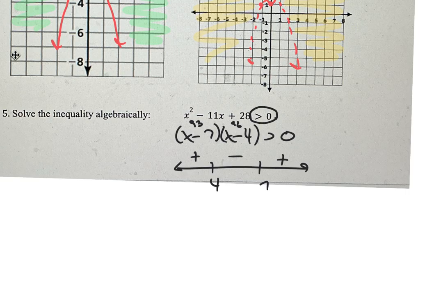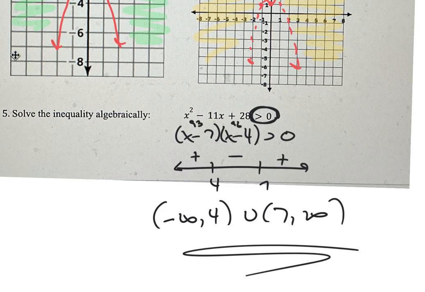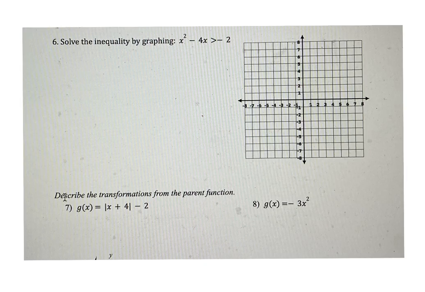And then here's the key. What am I looking for? I'm looking for greater than 0. Greater than 0 are positive numbers. I see two positives on my number line. One of them is less than 4, so I'm going to do that. The other one is greater than 7, and there you have it. That's algebraically.